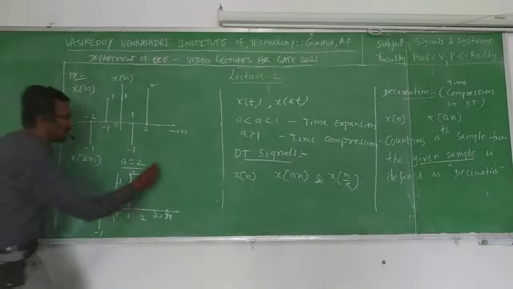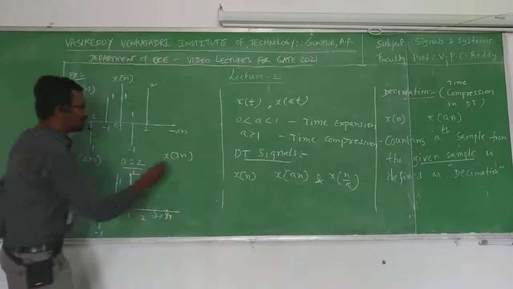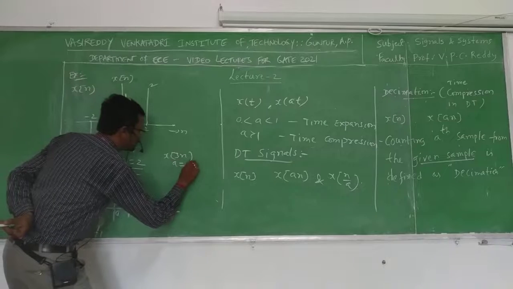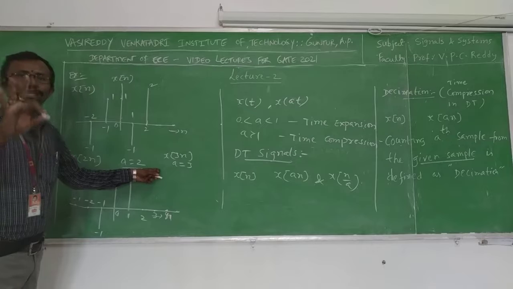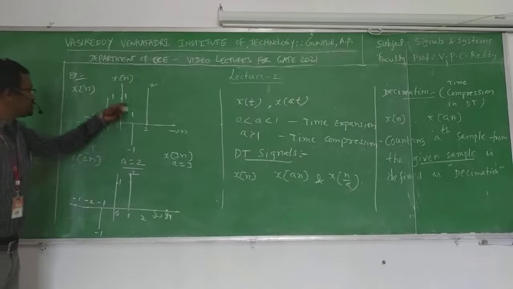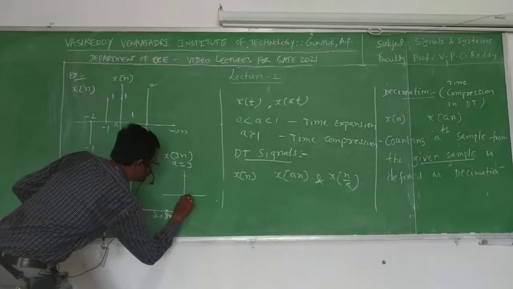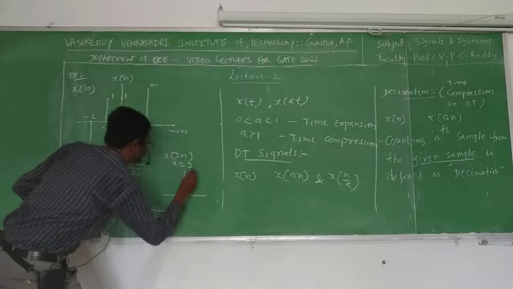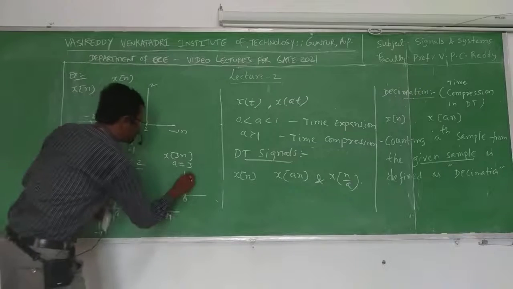Similarly, suppose I am asking for x of 3n. So here what is the value of a? A is equal to 3. We have to count the third sample from the given sample. Likewise start here. The 0th sample remains the same. At n equal to 0, the value is 1.